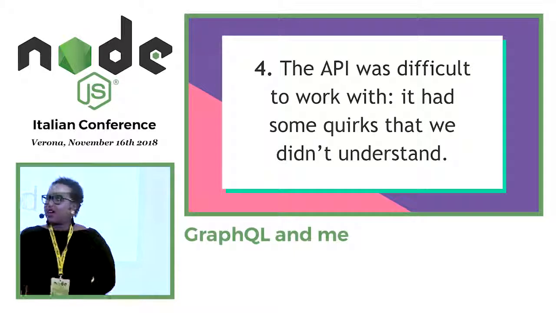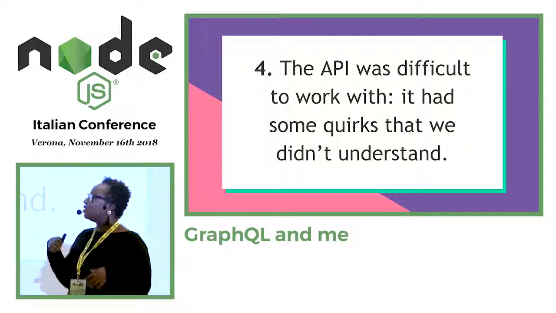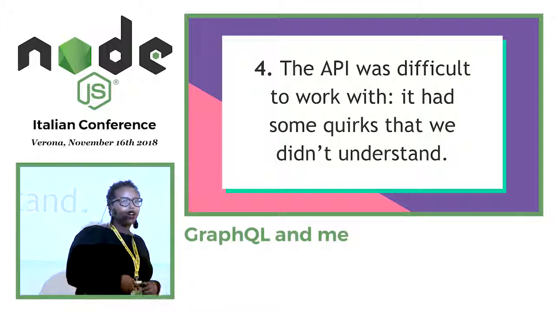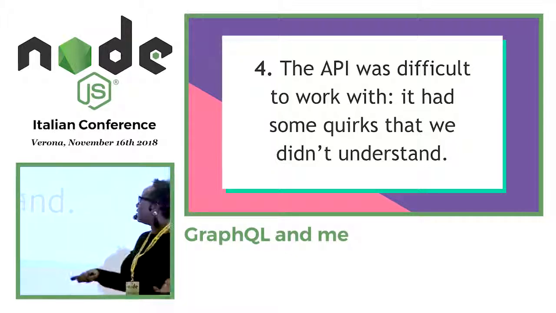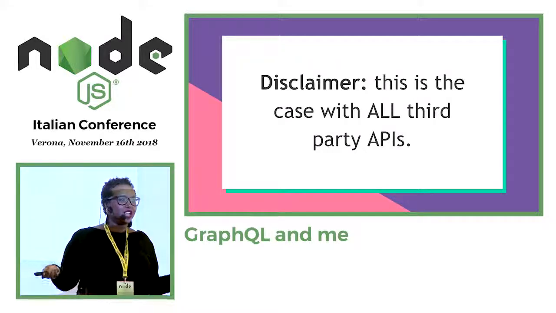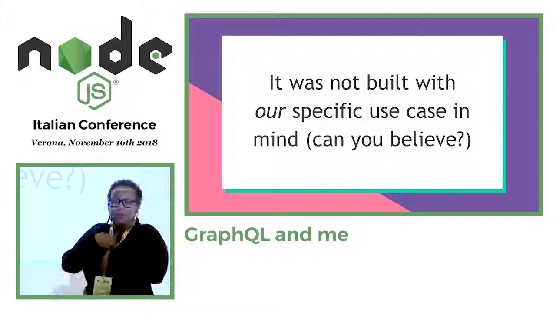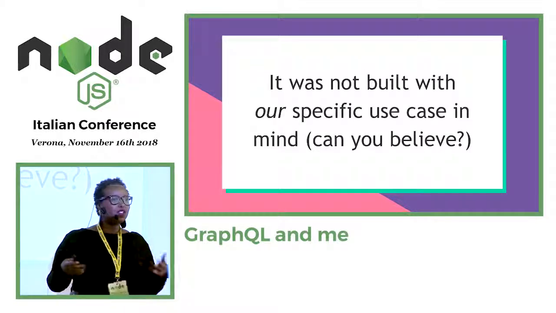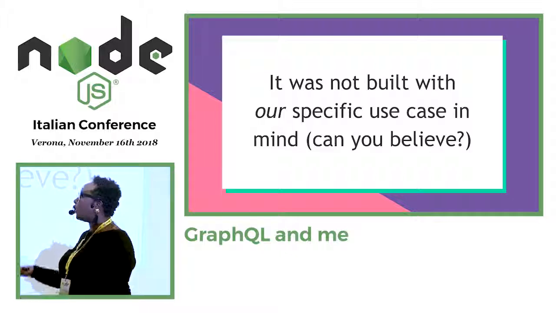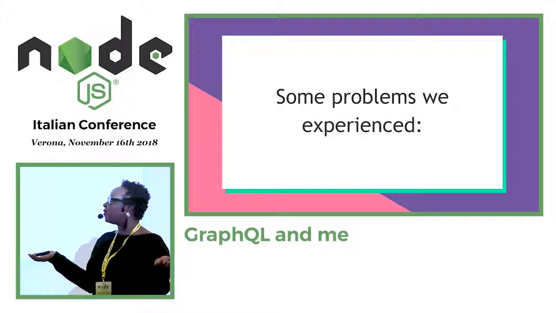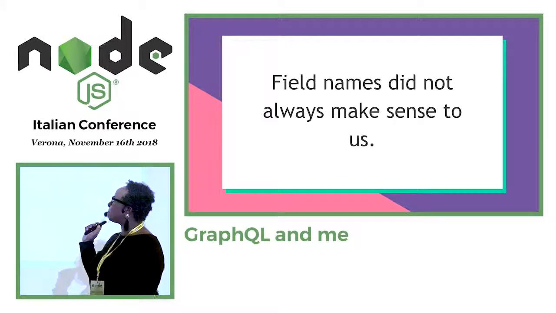Another problem we faced was that the API was really difficult to work with. It had some little quirks, but this is a thing with all third-party APIs, right? Because they were not built for just me. They have multiple consumers, so it doesn't quite 100% work with your needs. And so these are some of the problems we faced.